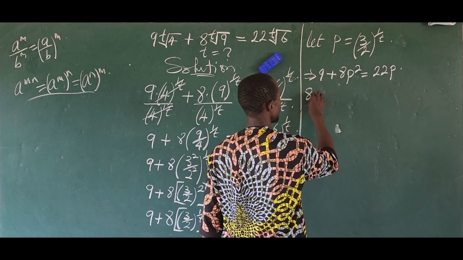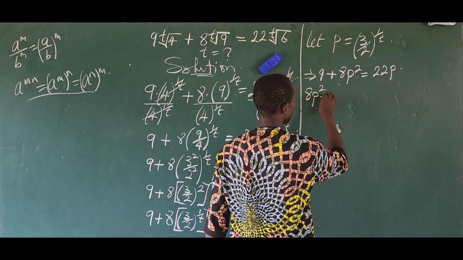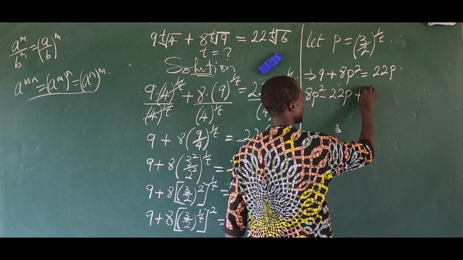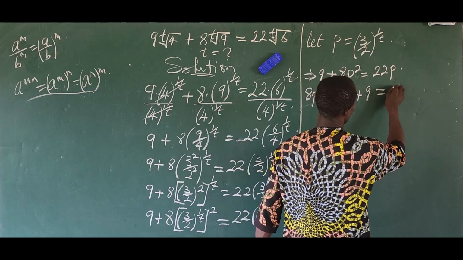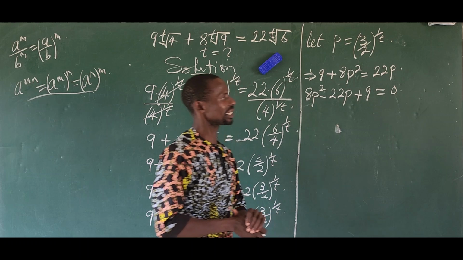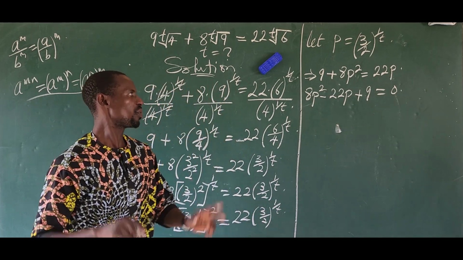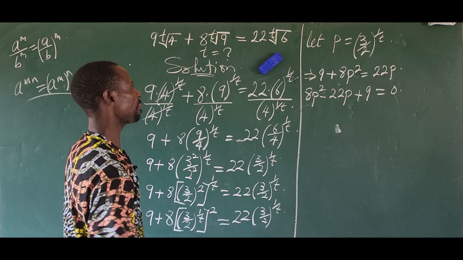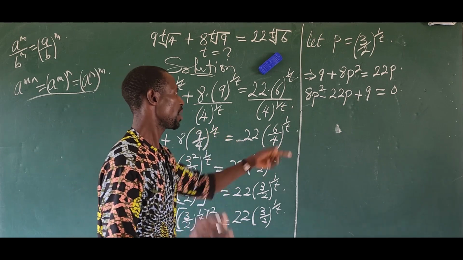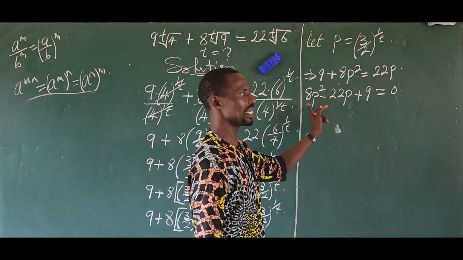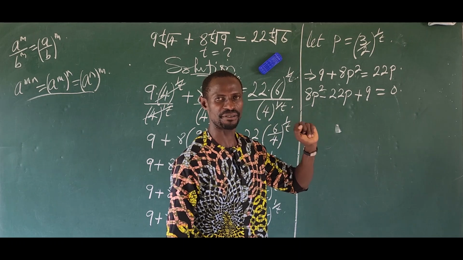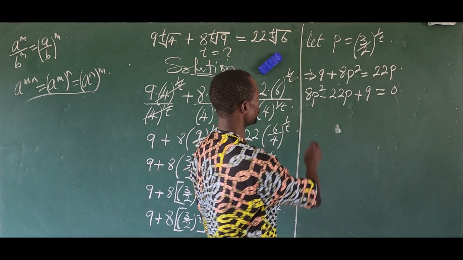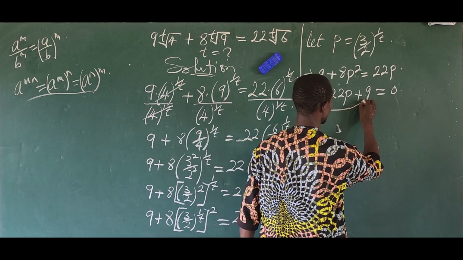So this is going to give us 8p to the power of 2 minus 22p, then plus 9 equal to 0. So this is a quadratic equation, right? Good. So we want to solve for two values of p that will satisfy this equation. And how do we get that? Because the p squared is carrying a coefficient of 8, so for us to use the factorization method, this is what we'll do. We're going to use this to multiply this.